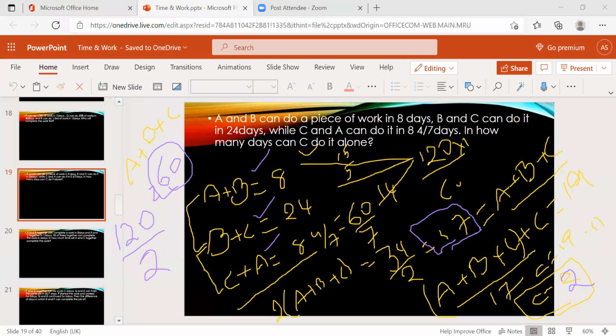Just see here. By adding this, we'll get A plus B plus C plus C. We know the A plus B plus C value, that is nothing but 17. If I add these two, it is nothing but 19. So 19 minus 17, we'll get A, that is the efficiency of C. So total units is 120, efficiency is 2, it's nothing but 60 days. 60 days he will take, right?